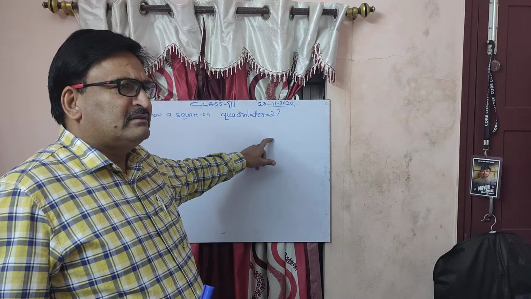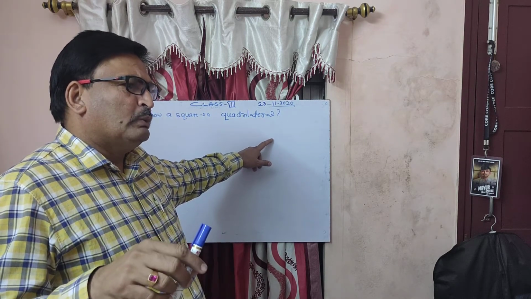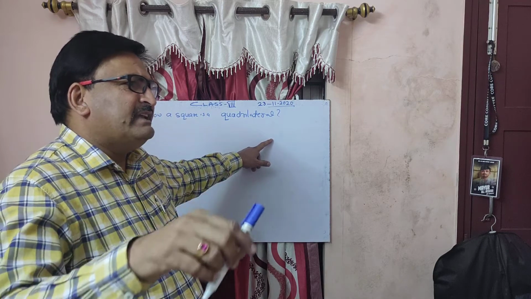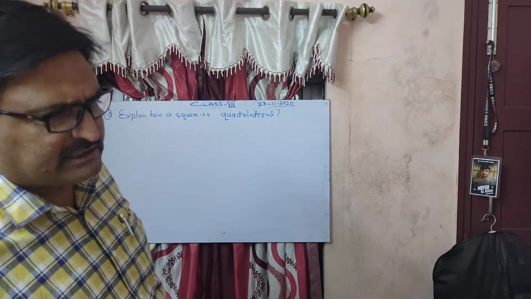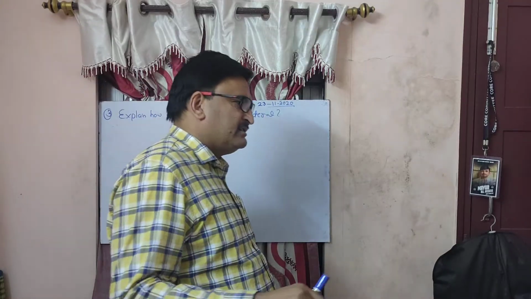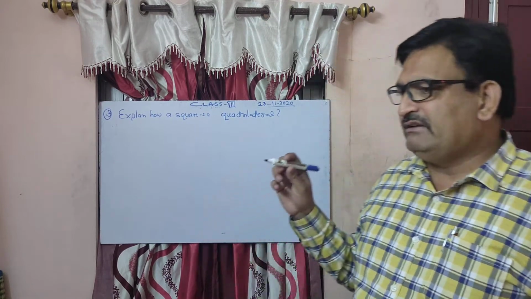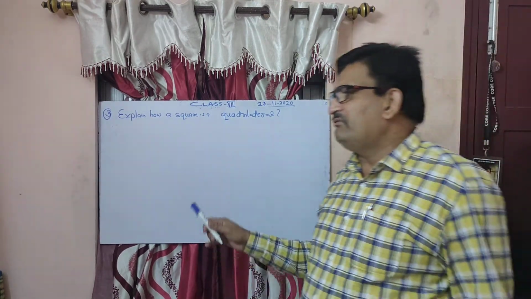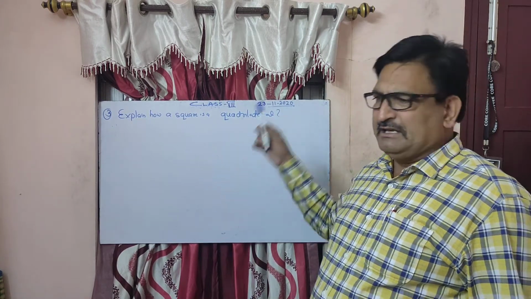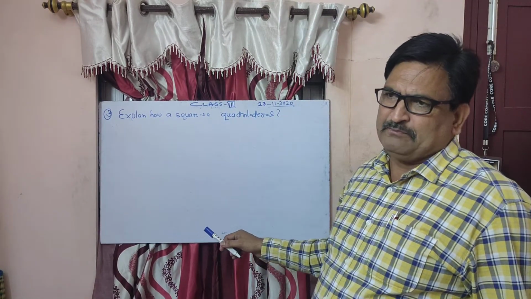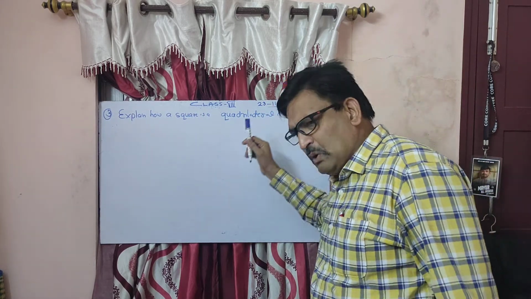Whenever we define any quadrilateral, it may be square, it may be rhombus, it may be parallelogram, it may be kite, it may be trapezium. Whenever we define anything, first the word will be it is a quadrilateral. It means a square is a quadrilateral.